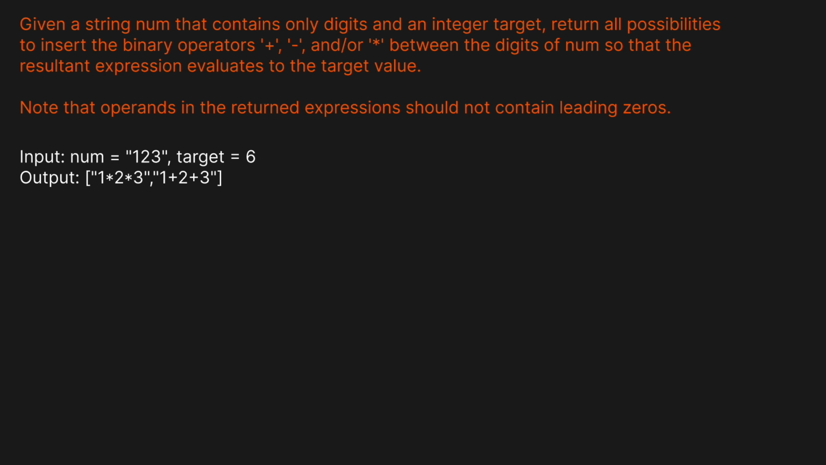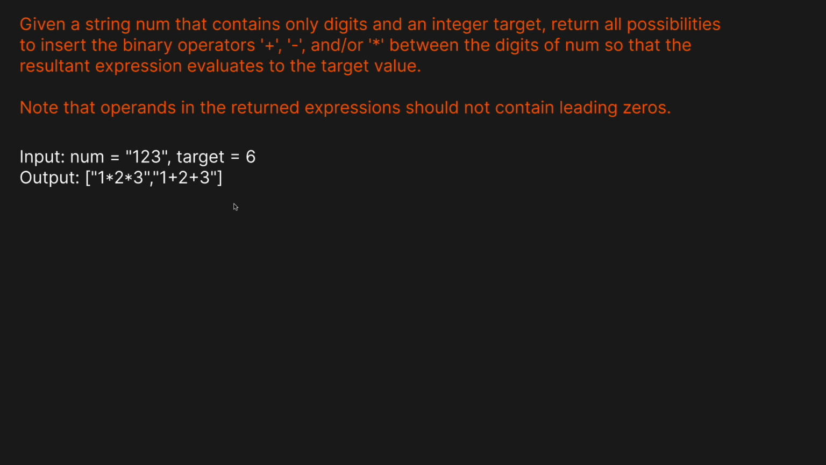Anyway, we are now back, and today we're going to be solving 282 Expression Add Operators. So let's read the question prompt. Given a string num that contains only digits and an integer target, return all possibilities to insert the binary operators plus, minus, or multiply between the digits of num so that the resultant expression evaluates to the target value. And note that operands in the returned expression should not contain leading zeros.